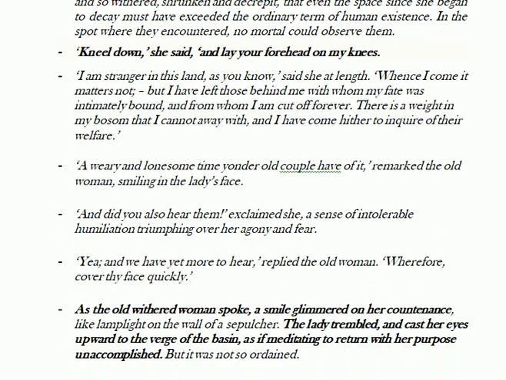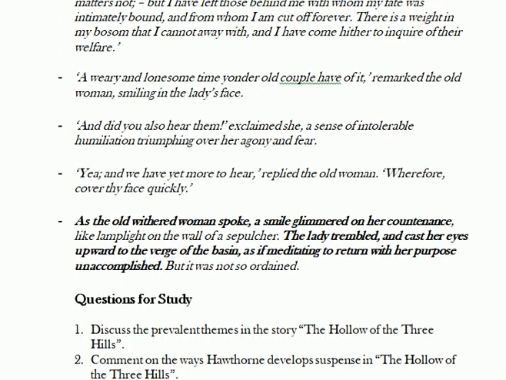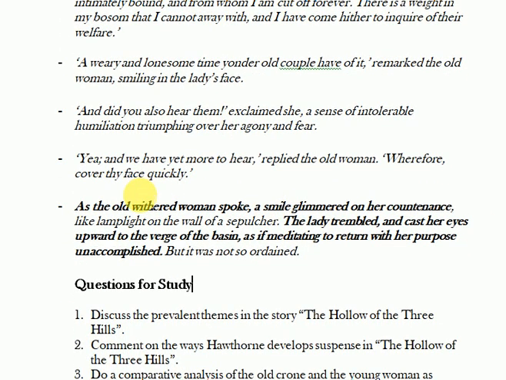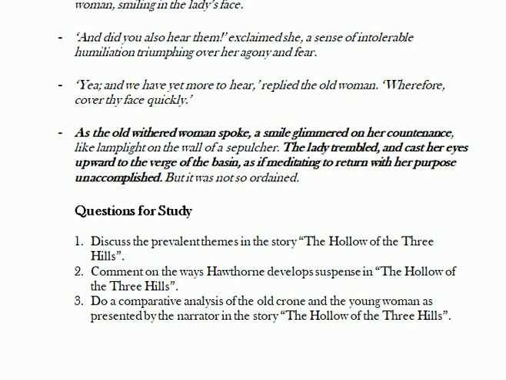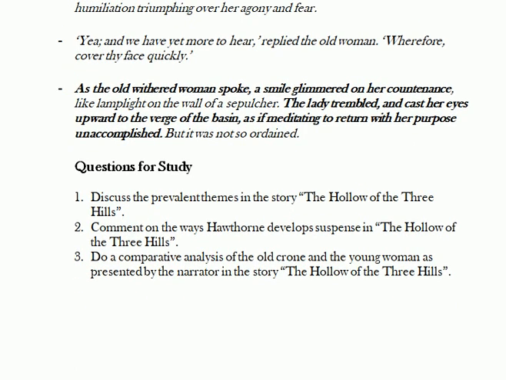And there are also a few more phrases which are important. The way the old withered woman spoke, a smile glimmered on her countenance, and the lady trembled, the young woman trembled and cast her eyes upward to the verge of the basin, as if meditating to return with her purpose unaccomplished. So you may have a look at the direct quotes from the text and try to quote them whenever you attempt any question.